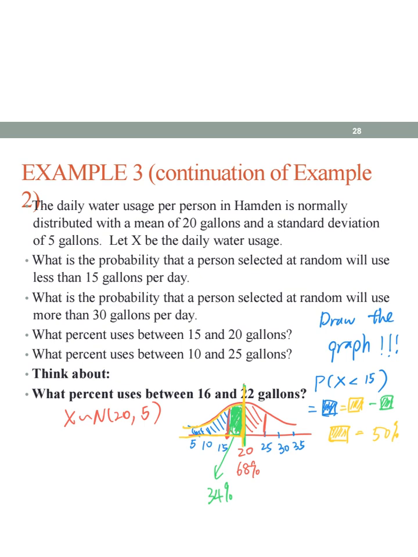So we have a look at the area for the yellow part, the green part, and the blue part. We can find out the blue part add the green part is equal to the yellow part. So the blue part is equal to the yellow part minus the green part. And the blue part is equal to 50% minus 34%, which is 16%. So that's all.